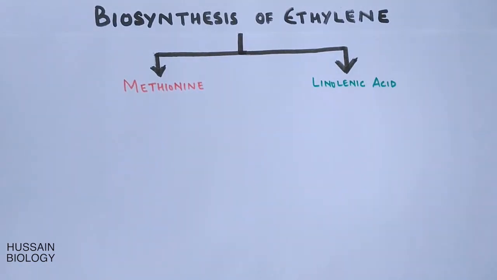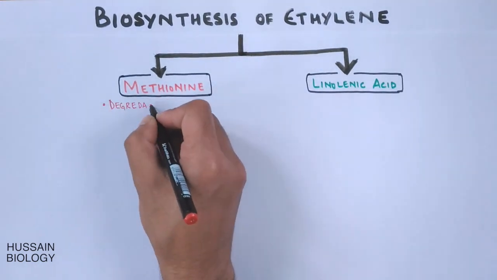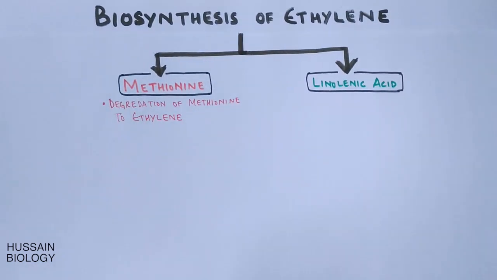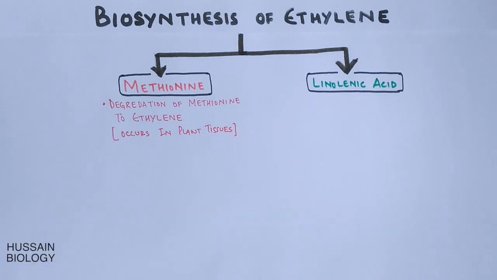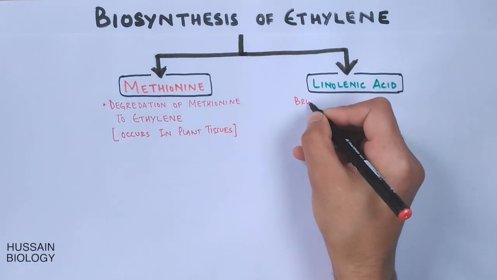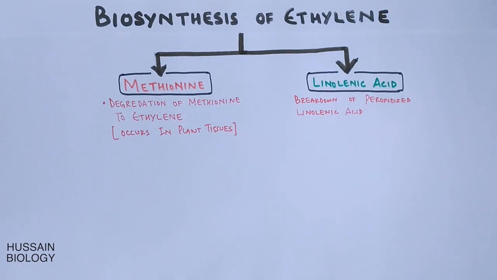The first way is from methionine. The methionine is degraded to ethylene in a series of reactions, and this pathway occurs in plant tissues, and it is the only precursor molecule from which ethylene is synthesized in plants. And the second way is from linolenic acid, where breakdown of linolenic acid yields ethylene.